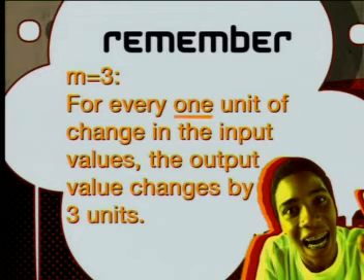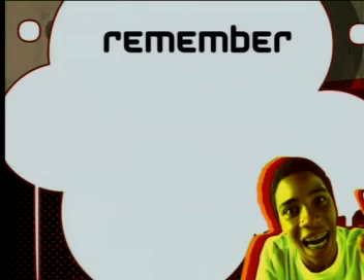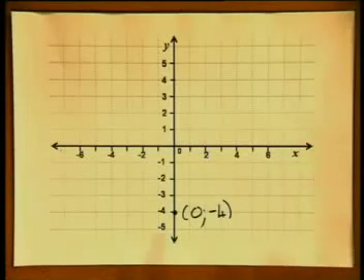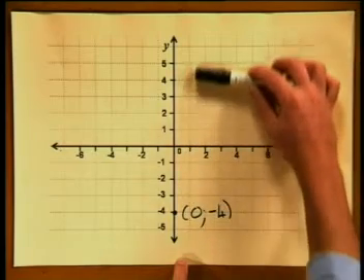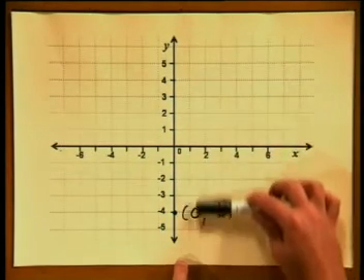Now, it is important that you know how to use the rate of change in order to do this. Remember that if m is equal to 3, for every 1 unit of change in the input values, the output value changes by 3 units. At the point 0, minus 4, we know that the x value is 0. So if we were to increase the x value by 1, we know that our new x value would be 1. On the graph, we need to move to a point where x is equal to 1, in other words, a point that lies along this grid line.